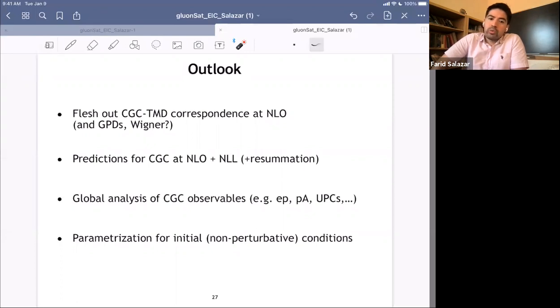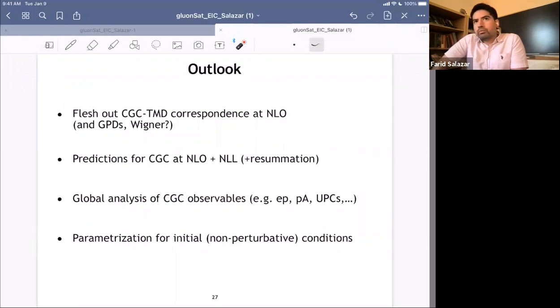Eventually, the goal would be to do some global analysis, including data from HERA, from proton-nucleus collisions at RHIC and at the LHC, and also ultraperipheral collisions. This has to be done carefully, because some kinematic regimes might develop large logs at next to leading order, and those have to be resummed, for example, the Sudakov. And hopefully we can parameterize and constrain more the initial conditions of these Wilson line operators.